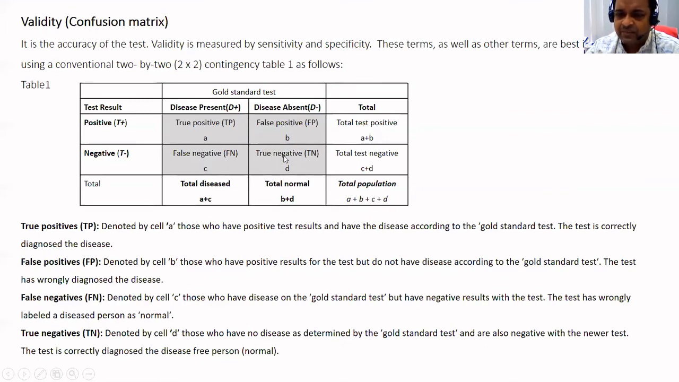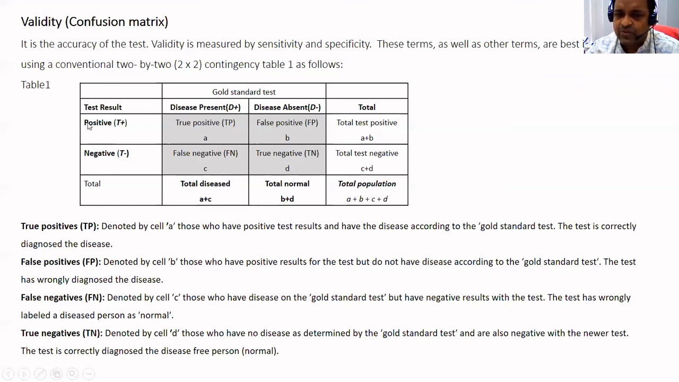And the true negative: the laboratory test found the patient does not have the disease, and the gold standard also found no disease. It correctly identifies somebody who is actually not suffering from the disease. This is correct. So A and D are the correct ones. A is the correct positive test result by the laboratory test, and D is the correct negative test result. B and C are incorrect, wrong answers, errors, called false positive and false negative.